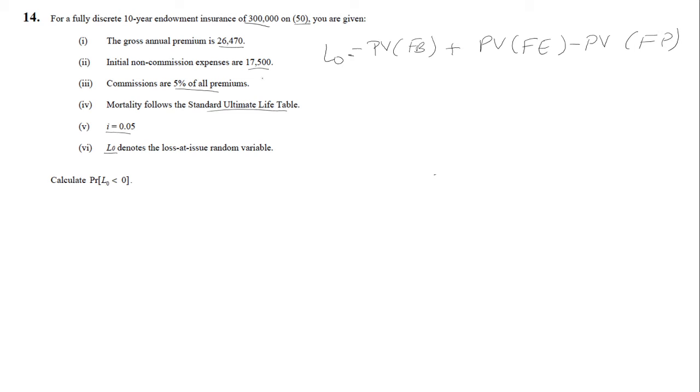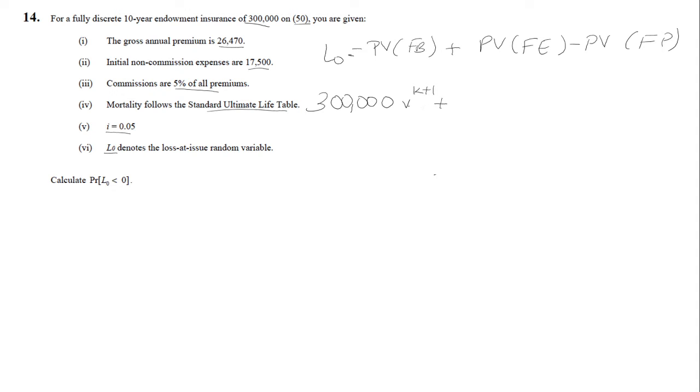Okay, so let's look at the future benefits. This is a 10-year endowment insurance of $300,000. So the benefit is $300,000, and we don't know the time of death, so we're going to discount it back k plus 1 years.